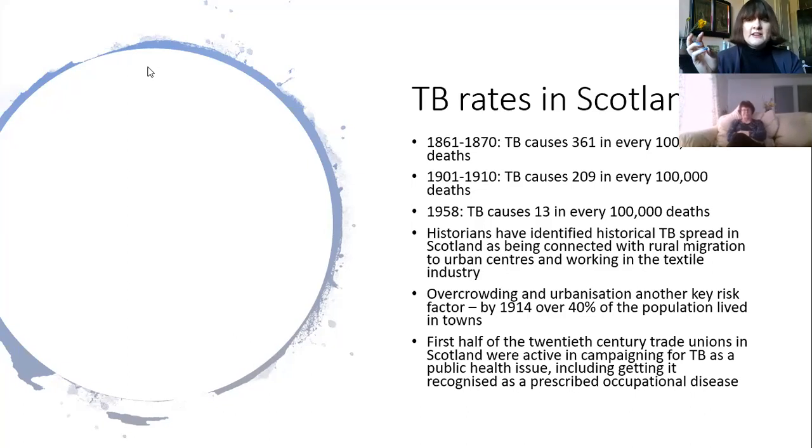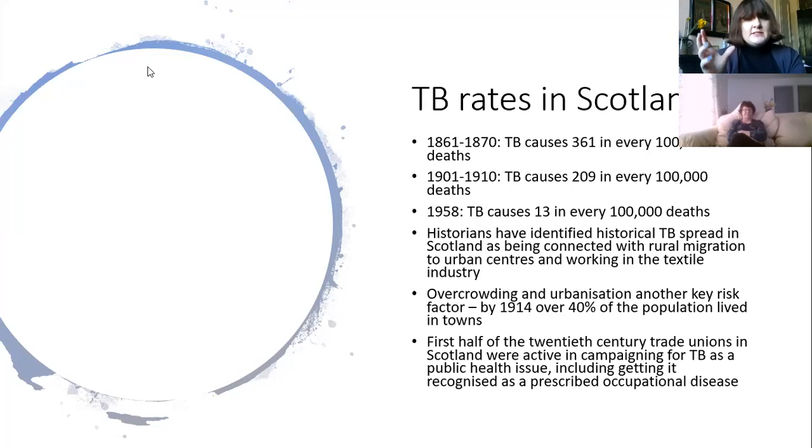And then related to this, overcrowding and urbanisation was another key risk factor in Scotland. By 1914, over 40% of the population lived in towns. But really housing in late 19th, turn of the century Scotland is an incredibly big political hot potato, right? And it is recognised that housing conditions in Scotland are generally incredibly poor.